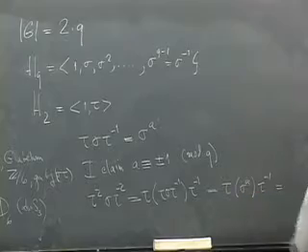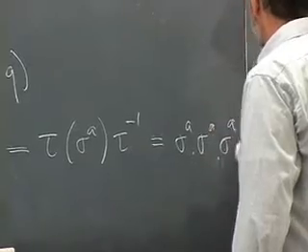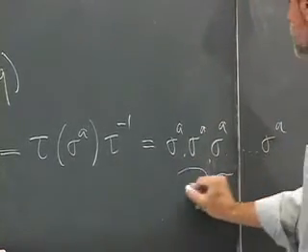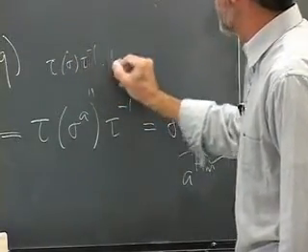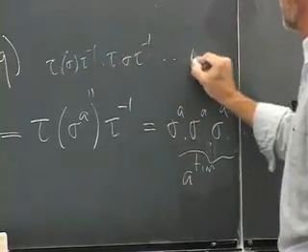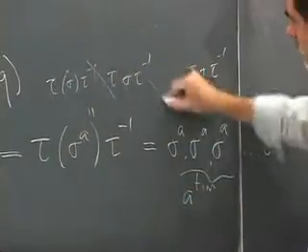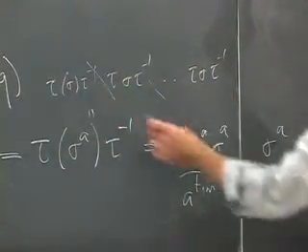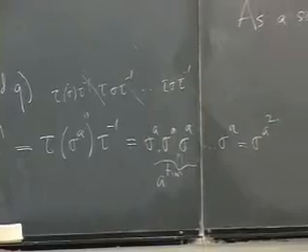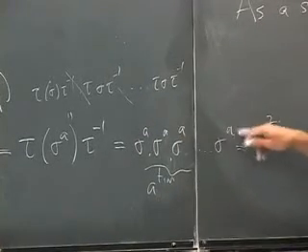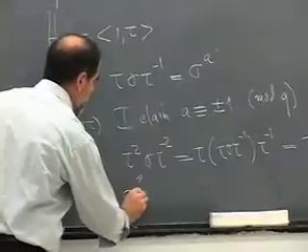applying, well, it's sigma to the a times sigma to the a times sigma to the a, a times, because you break this up as tau sigma tau inverse times tau sigma tau inverse times tau sigma tau inverse, a times, right? That would give you this as you kept canceling out the tau inverses. And then each one of these is sigma to the a, so you get a times, so that's sigma to the a squared. On the other hand, tau squared is the identity, so this is sigma.